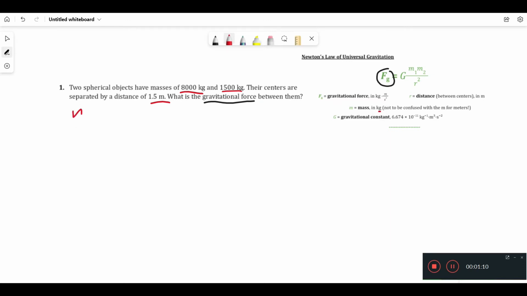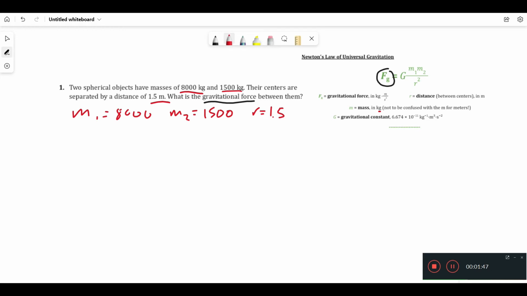So I'm going to write M1 is equal to 8,000. Apologize for the messy writing, I'm writing this with my finger. M2, mass 2, is equal to 1,500. And our distance, which confusingly is represented by R, is 1.5 meters, as it says in the problem. I'm going to ignore the units for now, only to emphasize the numbers before we get going.